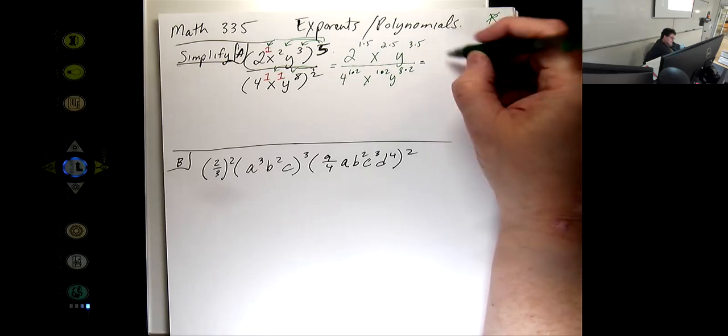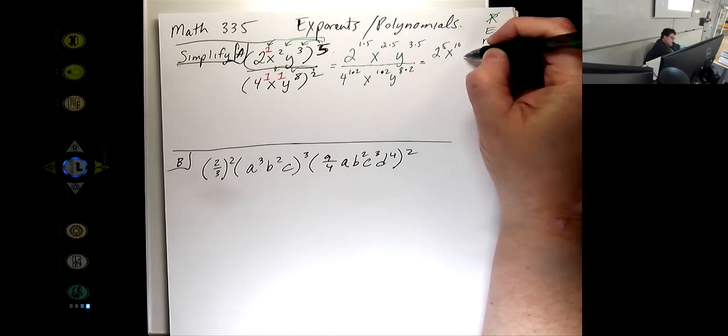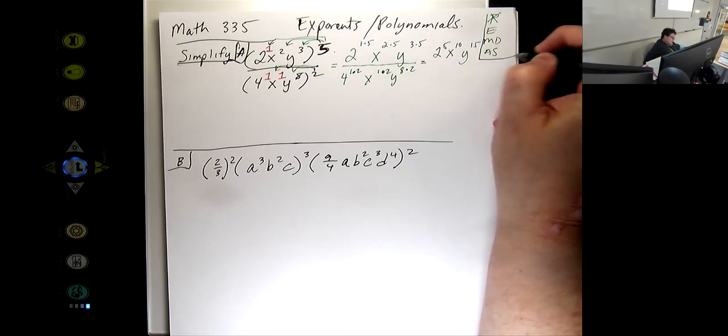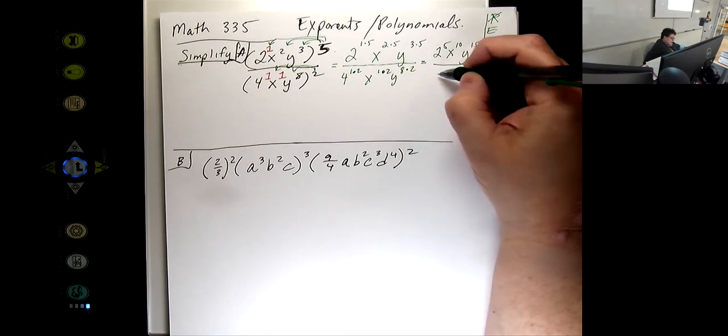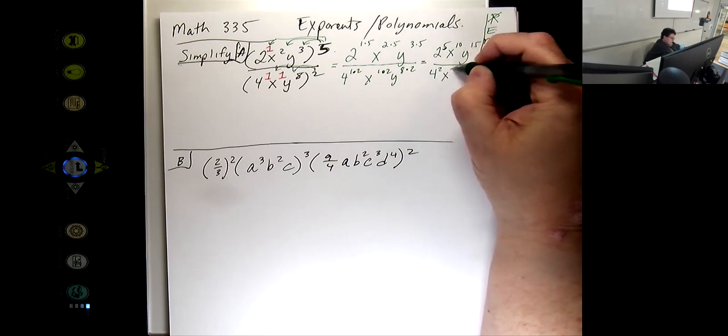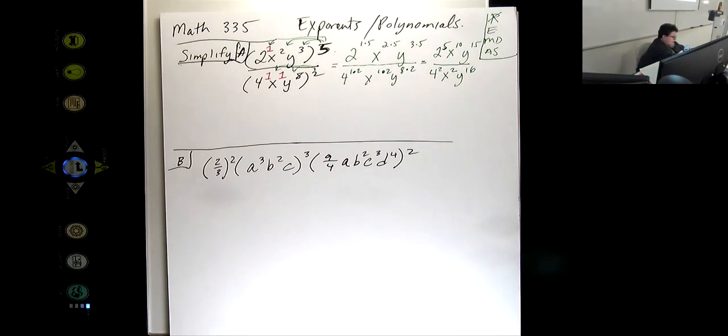So I have 2 to the 5th power, x to the 10th power, y to the 15th power. Let me block that off right there. And on the bottom, I have 4 squared, x squared, y to the 16th power. Now, I didn't write out what 4 squared was and 2 to the 5th power was, because we want to simplify, which means canceling out anything that's in common on top and bottom.